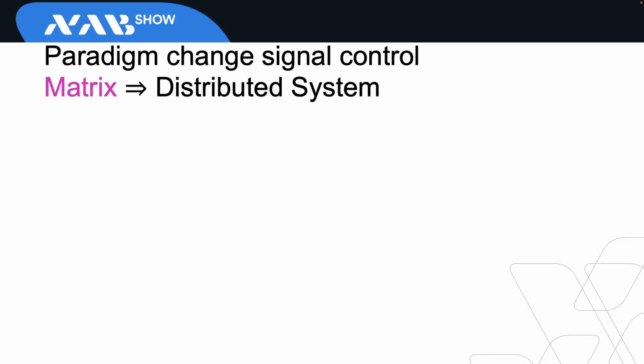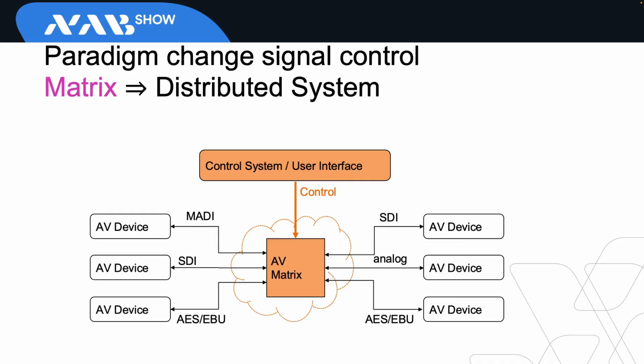So why is 2110 such a big topic? Why is it so complex? I've been thinking about this for some time, and I think it comes down to this. We have a paradigm change here. We once had a matrix, a box in the middle, and now it's a distributed system. It used to be like this: a box in the middle, and you talk to that box, and if the control works and the box works, then everything's fine. And if you need to exchange an end device, you just plug in something else. If the monitor's gone, you plug in another monitor and off you go.